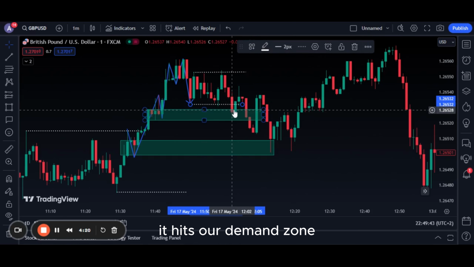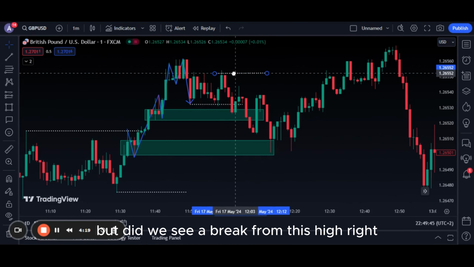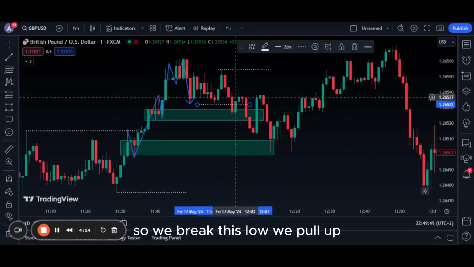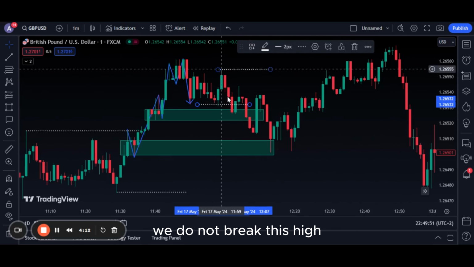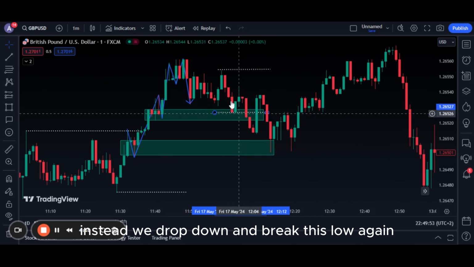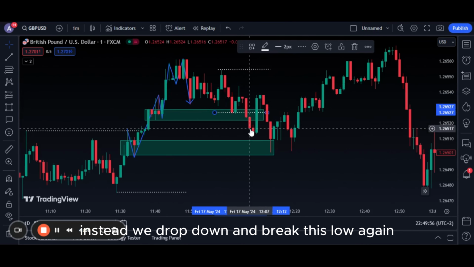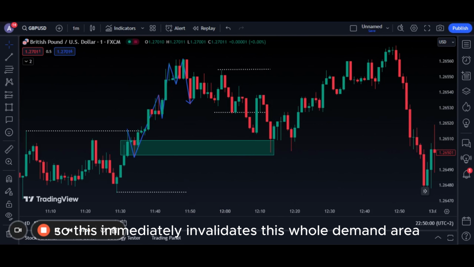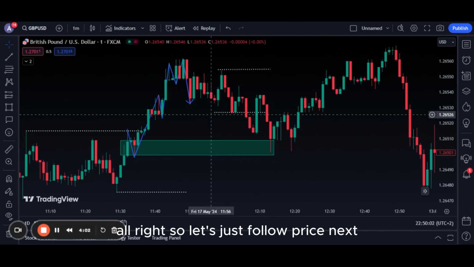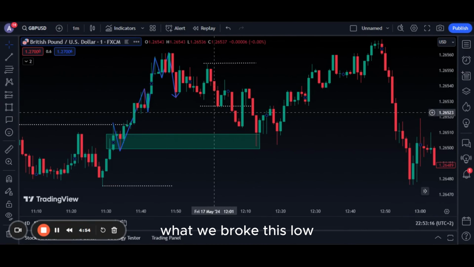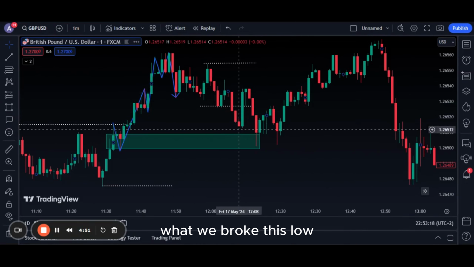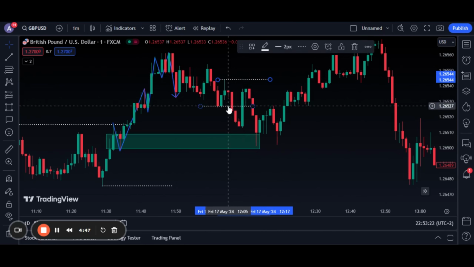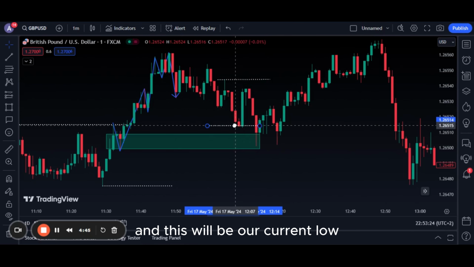It hits our demand zone, but did we see a break from this high, right? So we break this low, we pull up, we do not break this high. Instead, we drop down and break this low again. So this immediately invalidates this whole demand area. All right. So let's just follow price next. When we broke this low, this will be our confirmed high, and this will be our current low.